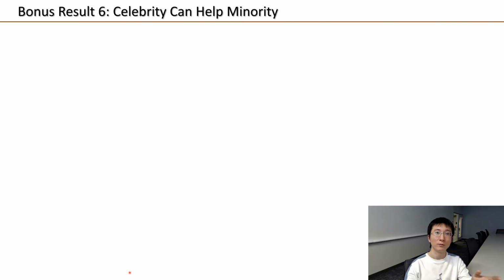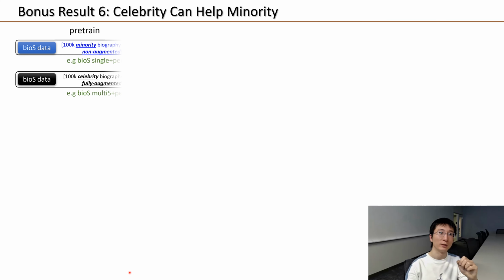The first bonus question is what we summarize as celebrity can help minority. Here is the experiment setup. We consider two groups of people. One group of, again, 100K people we call minority, in which we do not augment their biographical entries. That is, we let each person have only a single biographical entry without any multiplicity, and we also add random permutation that makes things even worse. That was the worst possible scenario a few slides ago. For the other group of people, we call them celebrity, and we let their biographical entries be, in some sense, fully augmented.